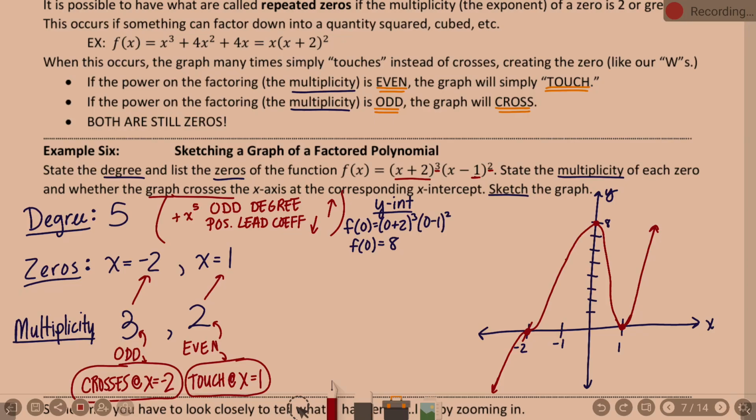Now, did anyone cheat and go ahead and graph it before we got there? Yeah. Okay. Let's see how we did.